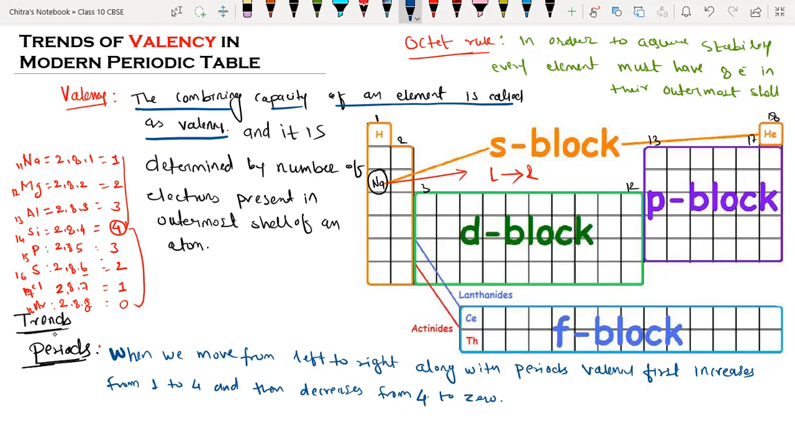So, sir, can we say first it increases, then decreases, then is 0? Yes. First, it increases from 1 to 4 and then decreases from 4 to 0. So take a screenshot for that.